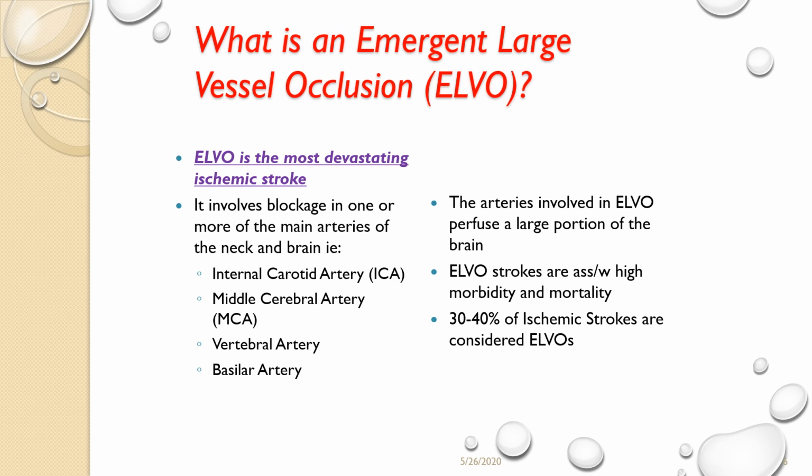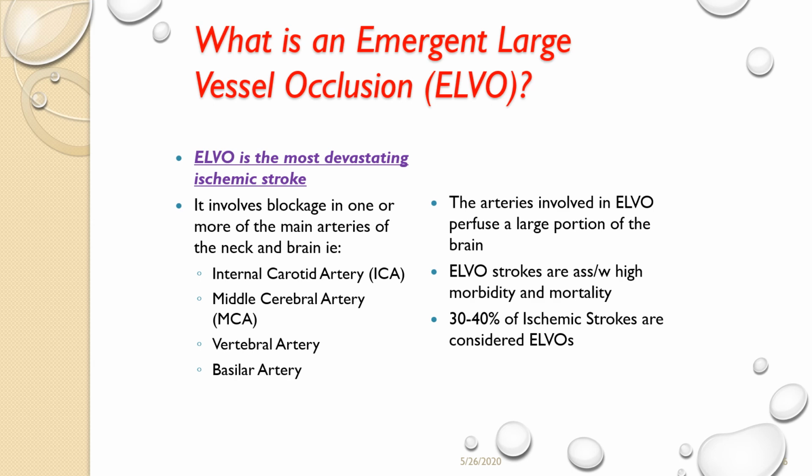So, what is an ELVO? It's the most devastating ischemic stroke. It's a blockage of one or more of the main arteries of the neck and brain. So, the ICA, the MCA, the vertebral artery, or the basilar artery. So these are big vessels, right? These are like the I-95s, and we don't want to block that, right? So the arteries involved in an ELVO perfuse a large portion of the brain, right? So obviously, if we have a huge section of the brain that is being deprived of blood flow, that's why these are associated with high morbidity and mortality, right?